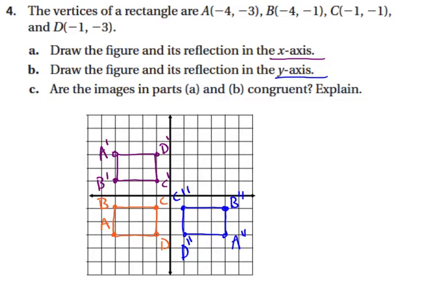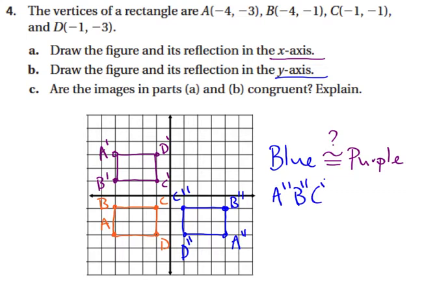Are the images in part A and B congruent? Explain. So, is the blue rectangle congruent to the purple rectangle? Actually, I guess the question mark technically goes over the congruent symbol. Is it true that the rectangle A prime, B double prime, C double prime, D double prime is congruent to the quadrilateral A prime, B prime, C prime, D prime?